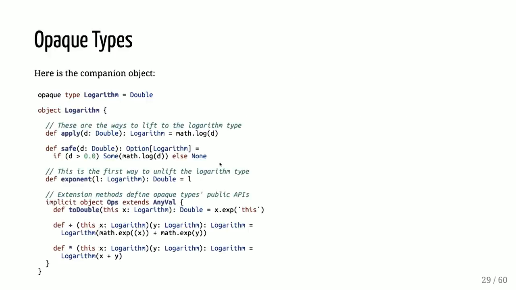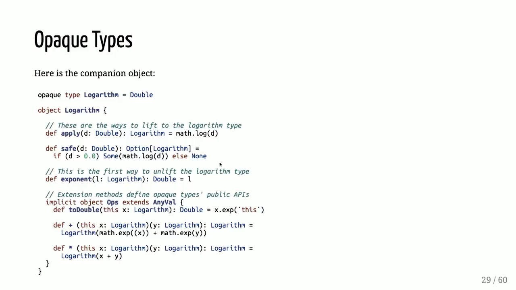So let's have a look at that. Generally, if I use Logarithm, then it's a new type. It's different from Double. But if I'm in the companion object, so I am in the object next to it, which has the same name, then I know that Logarithm equals Double. And that's why I can, for instance, define an apply method that gives me a logarithm of a number, and that returns a Logarithm. And here I can write math.log d. So math.log d gives me a Double, of course. And here I claim to return a Logarithm, but that's okay because inside the companion object I know that they're the same thing, so I can do that.